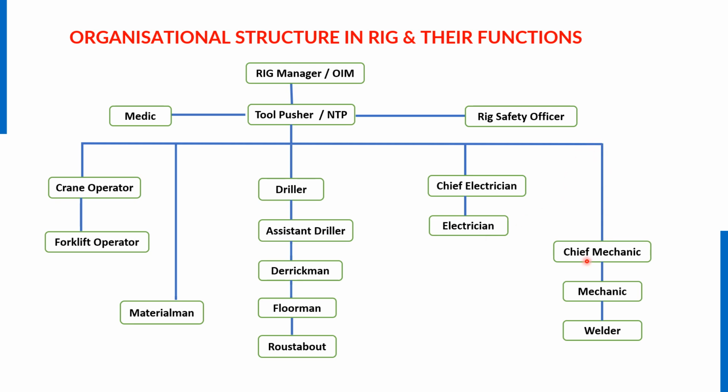And now in this sequence we have chief mechanic, and below the chief mechanic there is a mechanic. For your knowledge, in some rigs, according to the management, they may decide they need a mechanical helper, so they hire a mechanical helper, and that position will come below the mechanic, and somewhere also an electrical helper. But generally, the standard organizational structure is like this. In very few rigs are there positions for electrical helper or mechanical helper. And then there is a welder. Now we will go to our next slide.